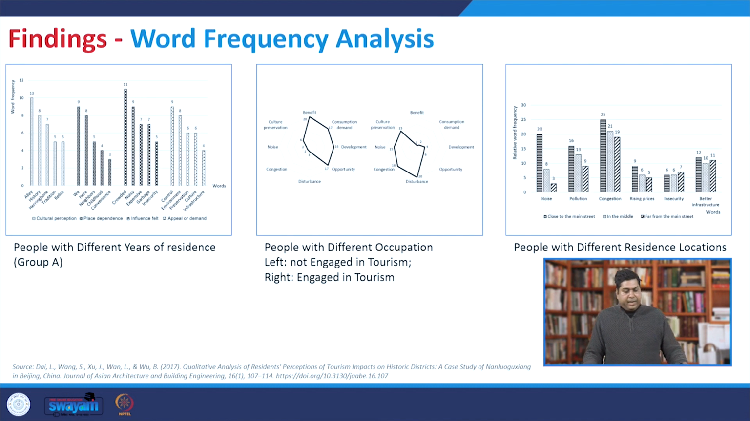Now coming to the findings of the word frequency analysis, where all such words are coming up among all the responses. Here you can see some of them placed in different dimensions. Most of the people mentioned the crowd. They feel that it has become too crowded, it is also noisy, it is becoming expensive, and garbage is the outcome.